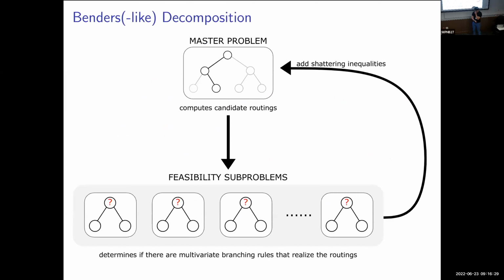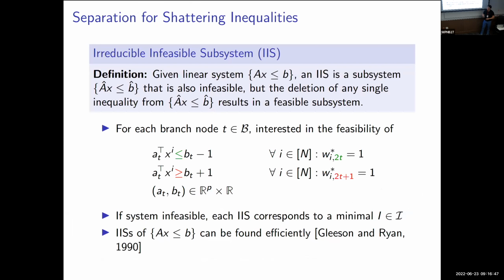So this is what the Benders-like decomposition ends up looking like. The master problem is everything except for these CalH constraints. We just don't care about enforcing separability just yet. We solve it, and we determine whether or not the points can be separated in the manner prescribed. And if not, we add these shattering inequalities on the fly. So the question you should ask is, how do we actually find these shattering inequalities?